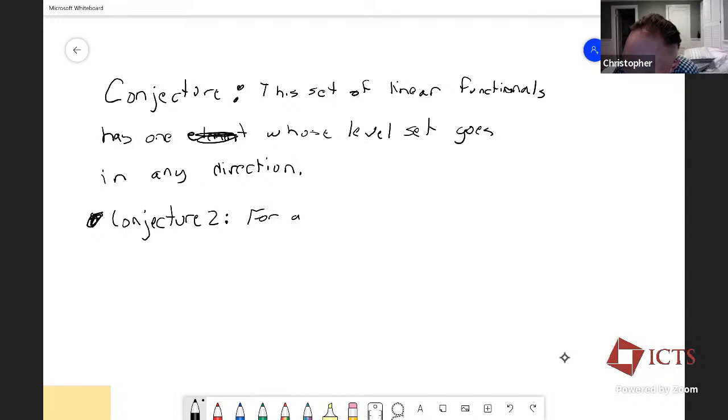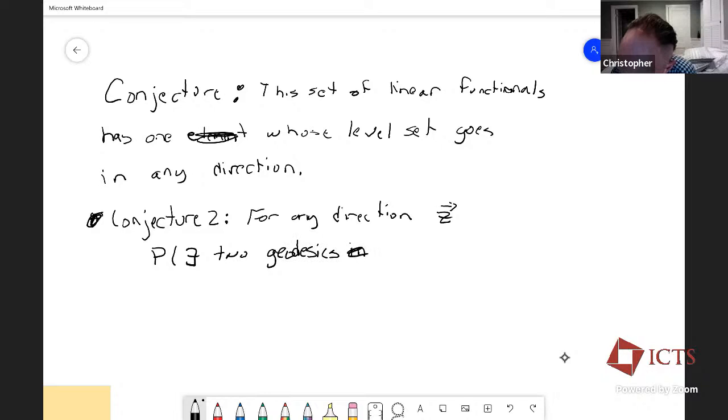For any direction z, the probability that there exist two geodesics with direction z is equal to 0.